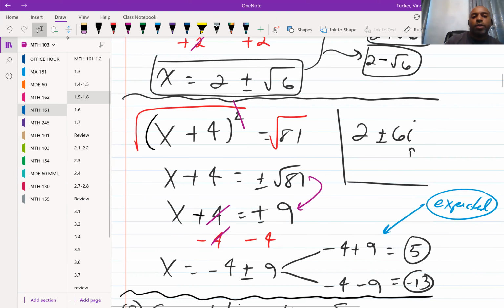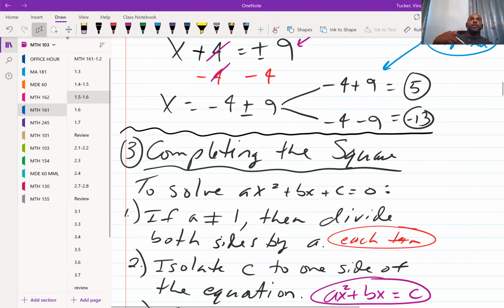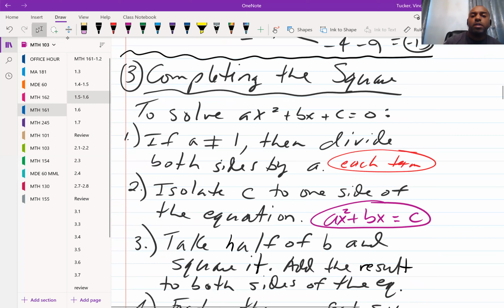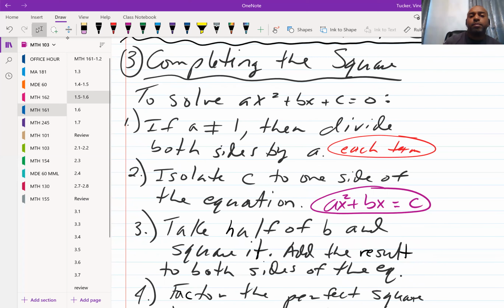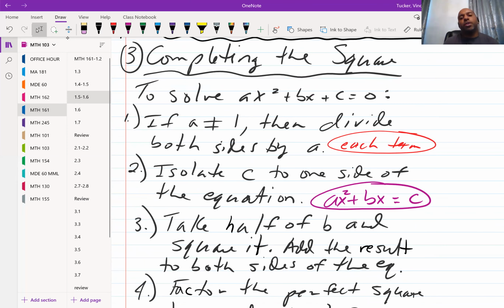So in the completing square, we had to do square root property first because within the steps of completing square, the square root property lies. So completing the square, we have what, 6 steps? Yep, 6 steps. So to solve ax squared plus bx plus c equals 0, if a is not equal to 1, then divide both sides by a. In other words, divide each term by a.